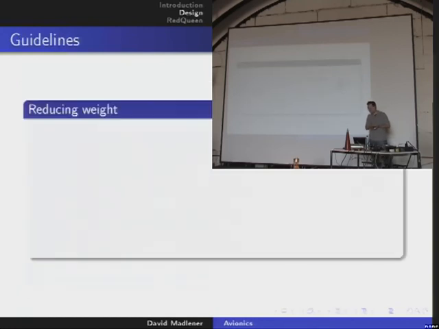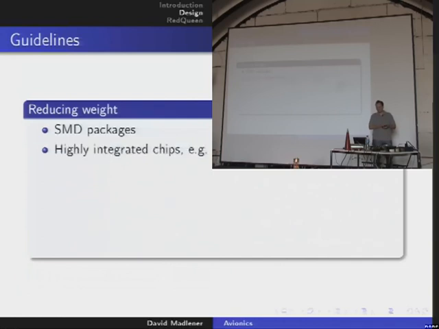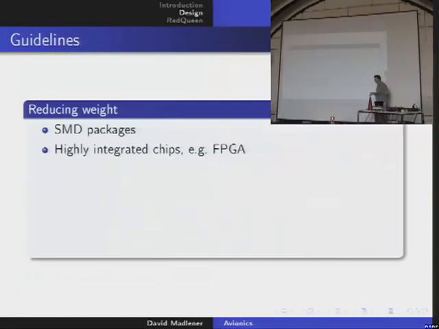So reducing weight, how can you do that? Well, okay, today it's totally normal. You use SMD packages, you use very small chips. That was not normal some years ago. They were using a lot of discrete components. And you use highly integrated chips, especially FPGAs that you can change to the thing you want to do. You can reprogram them without problem.